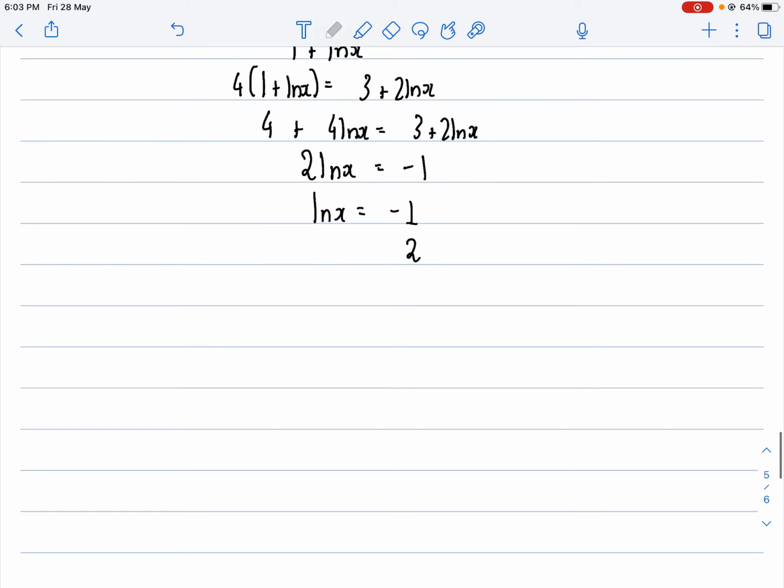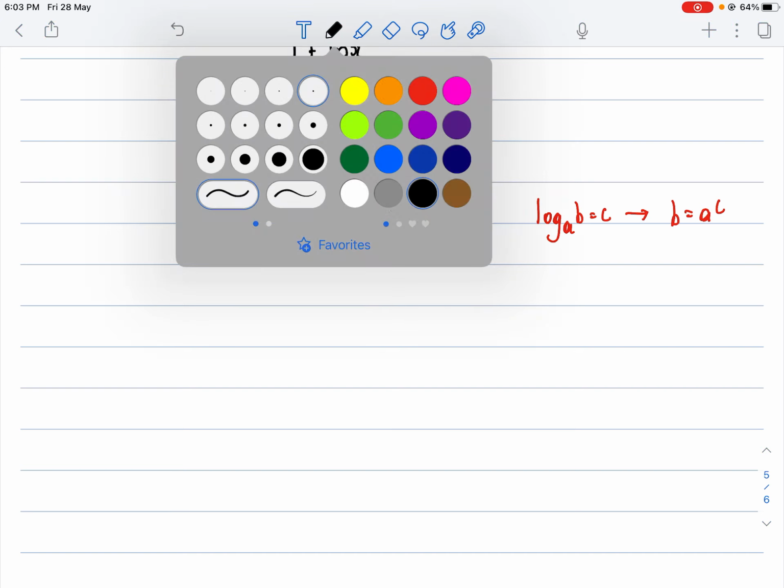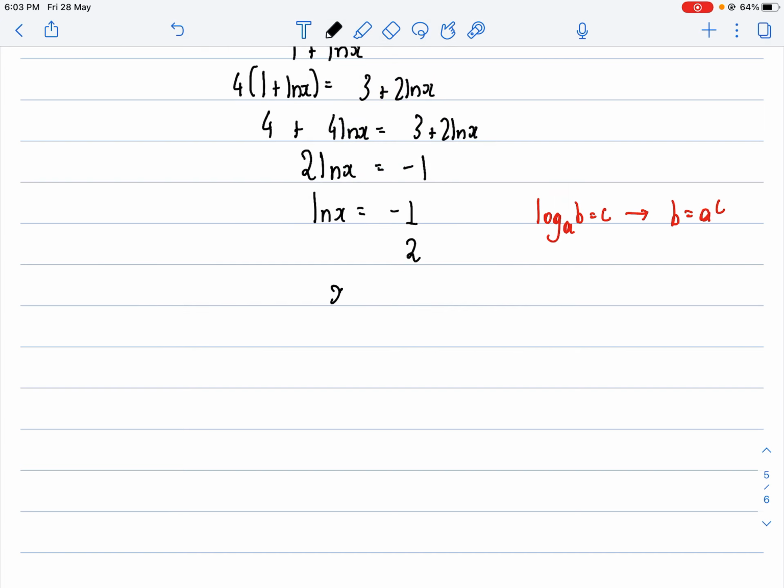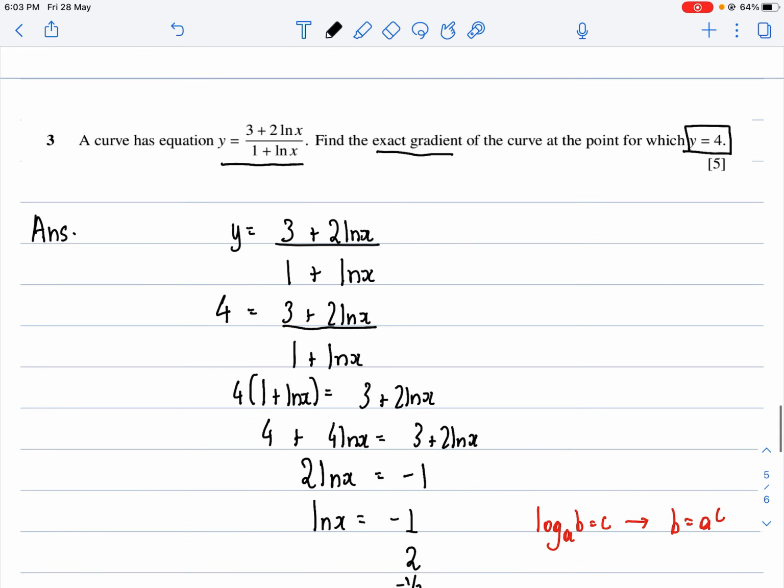Now an important log property you need to know here is that log of b with the base a equals c can be written as b equals a raised to c. So using this log property I can write this as x equals e raised to minus half. Now we have x, but now I need the gradient, which basically means dy by dx.